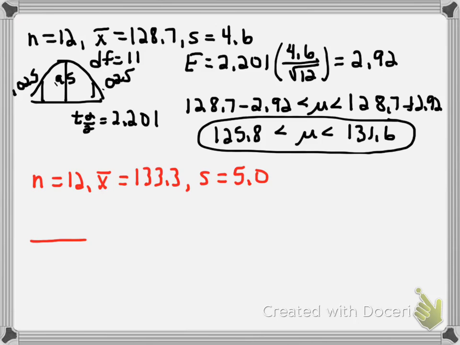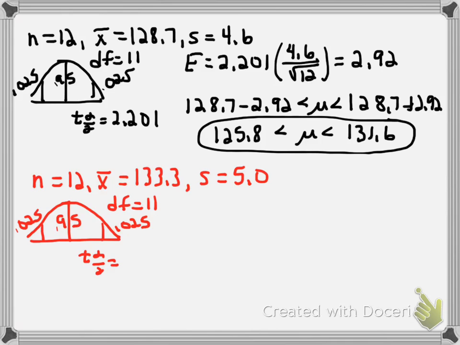So again, we need to find the critical value. They did not give us a confidence level, so we're going to use 0.95. So 0.025 in each tail. The degrees of freedom is 11. And the critical value from table A3 should be 2.201.